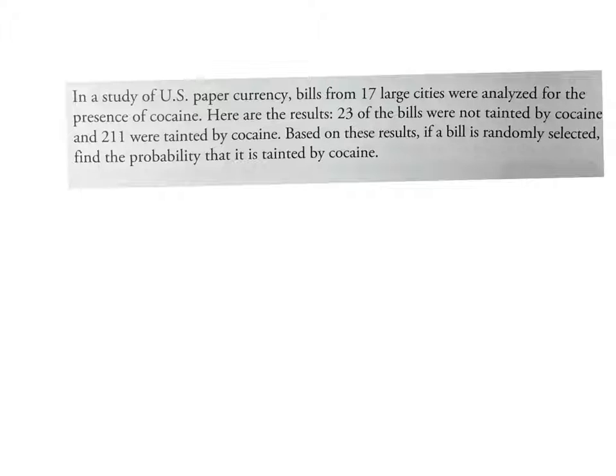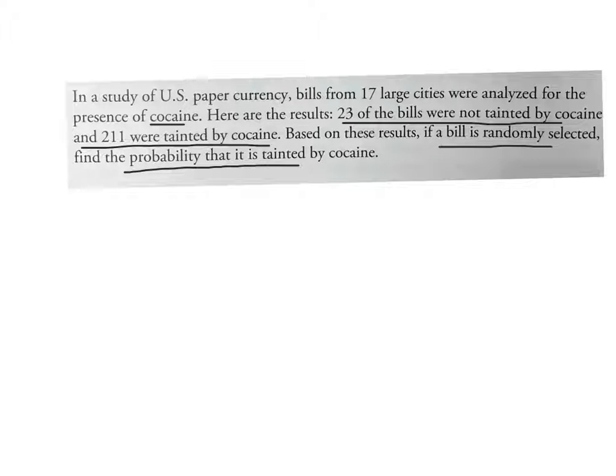Okay, a couple more. We're almost there. In a study of U.S. paper currency, bills from 17 large cities were analyzed for the presence of cocaine. That's kind of scary. Here are the results. 23 of the bills were not tainted by cocaine, and 211 were tainted by cocaine. That's even more scary. Based on these results, if a bill is randomly selected, find the probability that it's tainted by cocaine. And all we have to go by is what we have here.